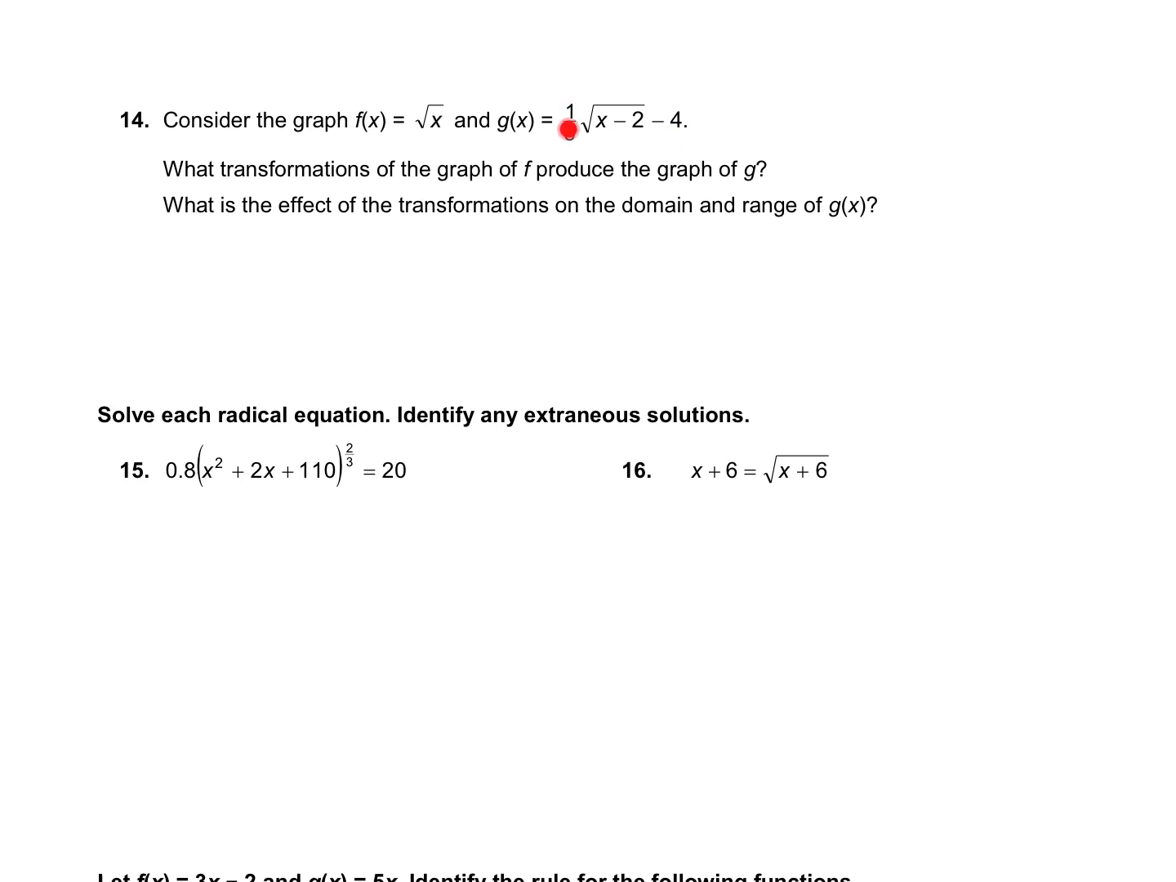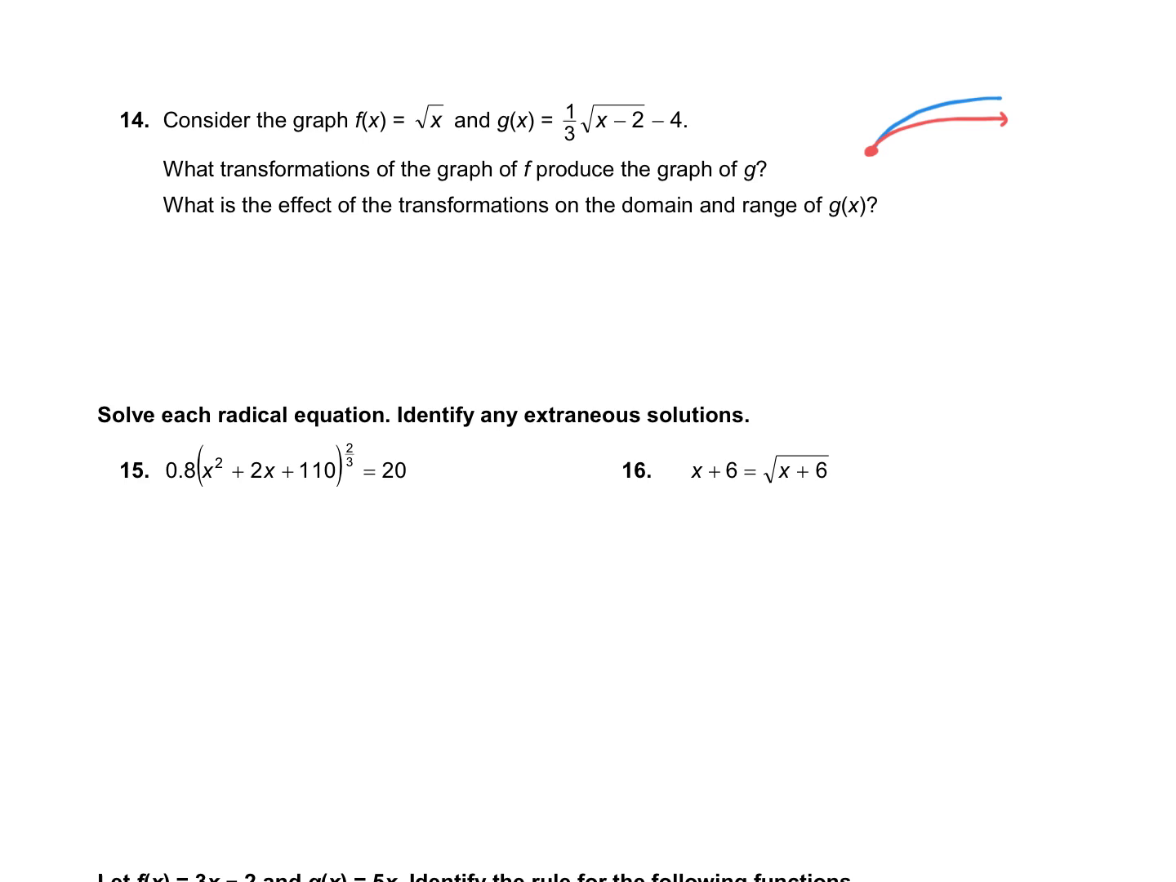This 1/3 right here, that's going to be a compression because that number is between 0 and 1. It's a vertical compression. So just a quick sketch of what that would look like. If this is the original with the 1, 3, 5 pattern, a vertical compression would look like this. It would start at the same spot, but it would be compressed vertically, kind of like squished. Okay, so we've got those two functions.